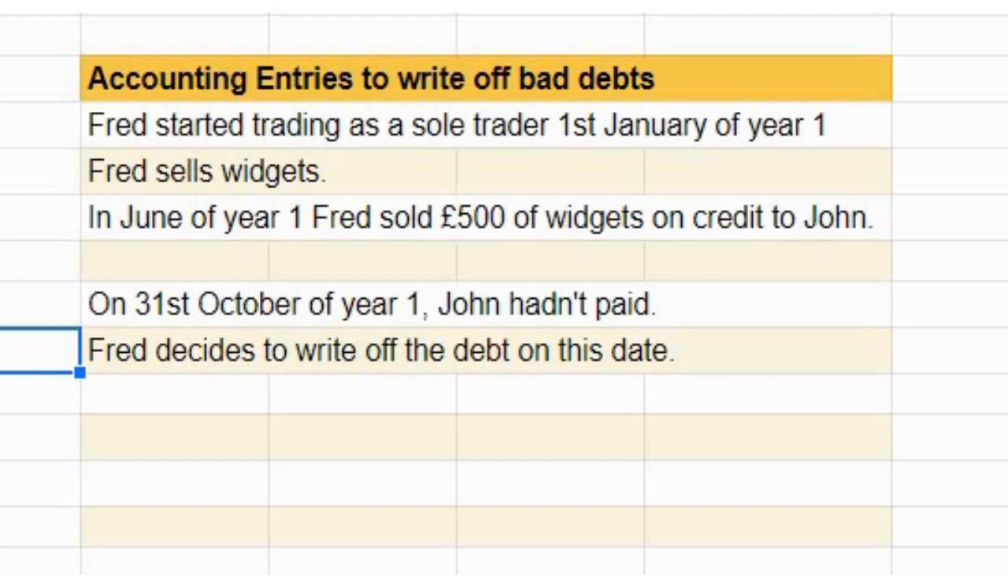And to do this, there are two accounts involved. There is the bad debt expense account, which is also known as the irrecoverable debt expense account, and then there is the accounts receivable or receivables control account, as well as John's individual account in the sales ledger. So as always, when writing a journal, we start with the debit entry first, and so we need to debit the expense account, the bad debt expense account, with the £500.